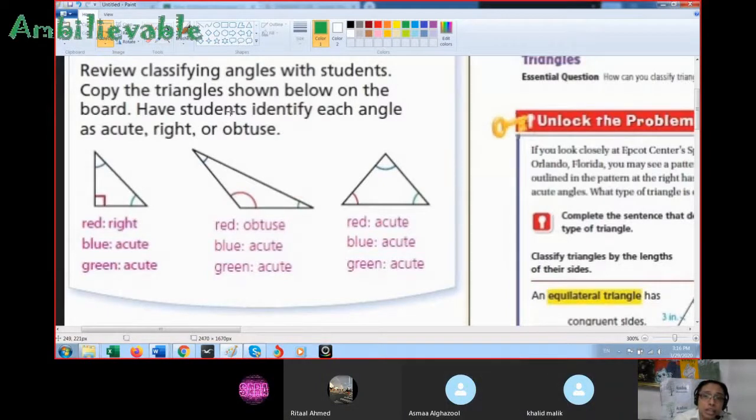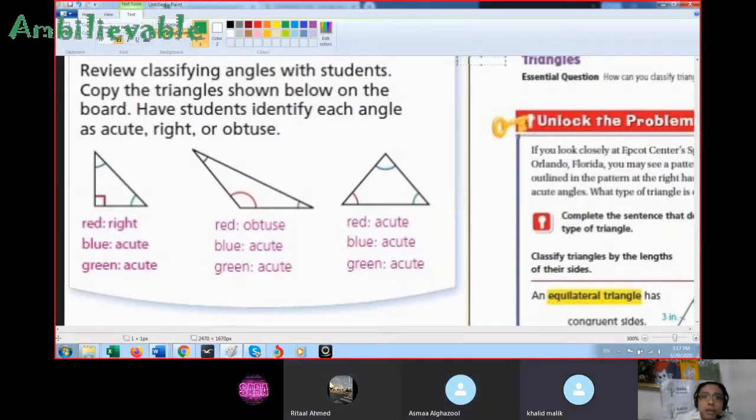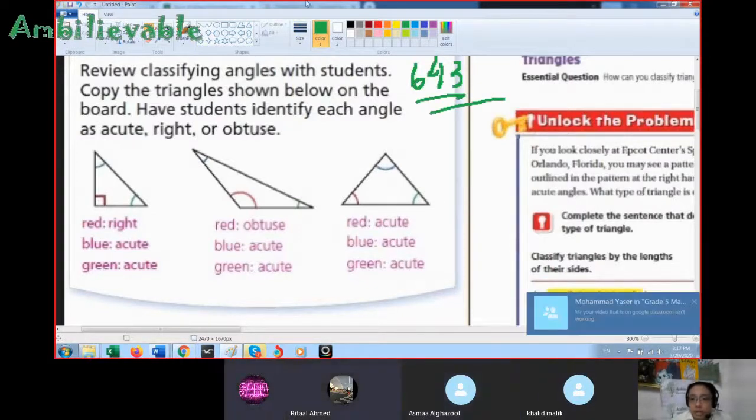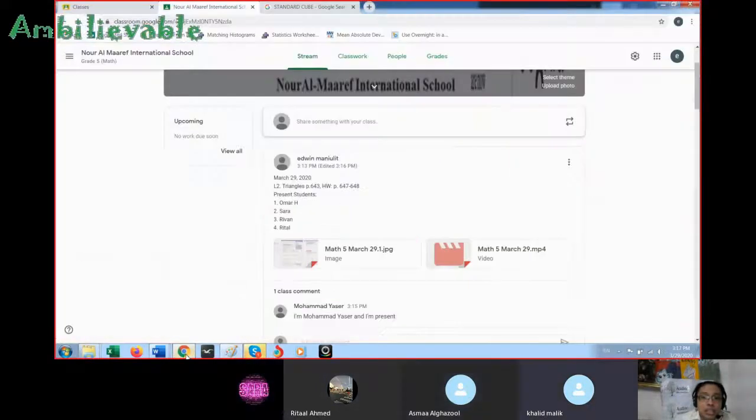Okay. Now, when we talk about a triangle, it has three sides, three angles, and three vertices. Yes, that lesson before, acute and obtuse. Yes, but look at this one. This is a different explanation. Read the one in page 643, okay? But this one is not in your book. This is an additional lesson.